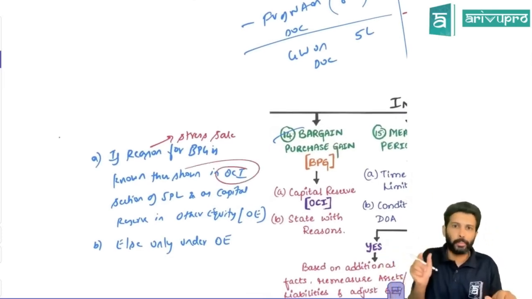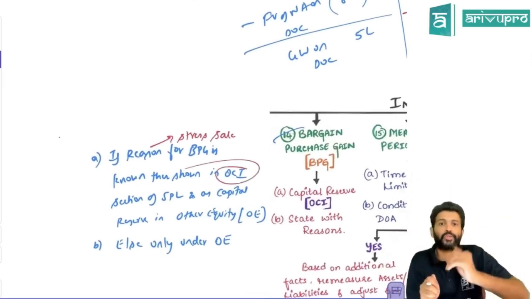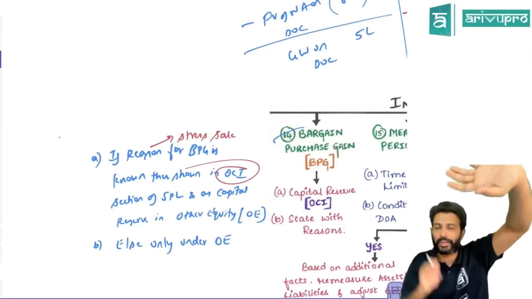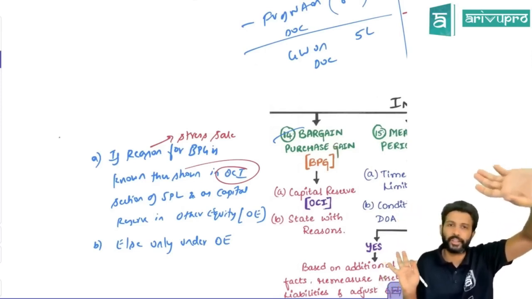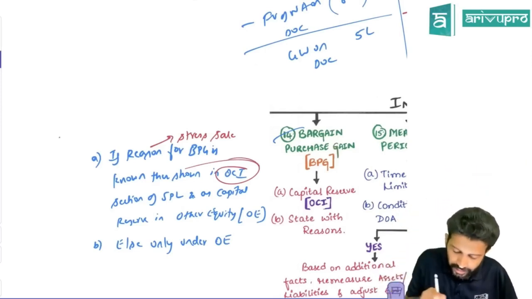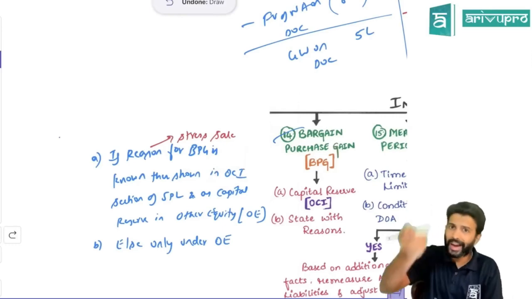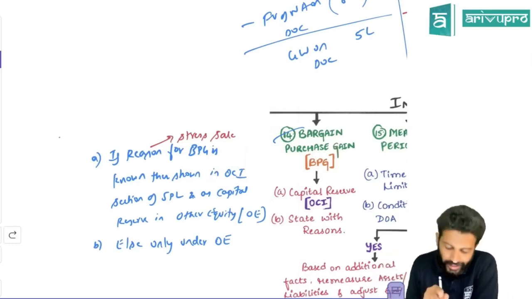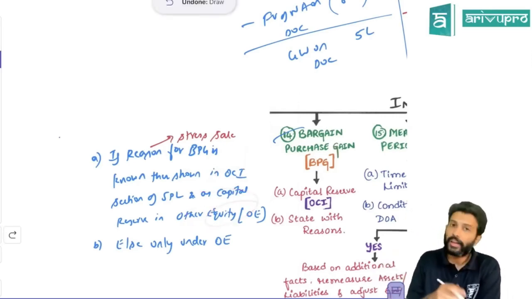Now the statement of profit or loss, when you prepare it, has 2 components. One is the main SPL component, and next we will show the OCI component. So if you know the reasons, then this bargain purchase gain will come in OCI, and also it will come in your balance sheet under other equity as capital reserve. Okay, it will come in both.